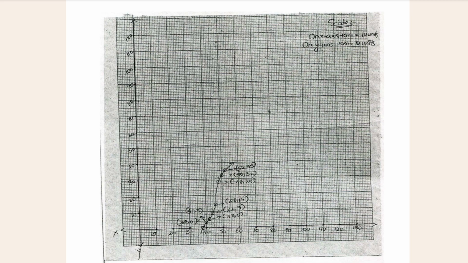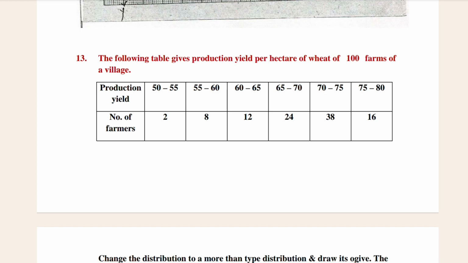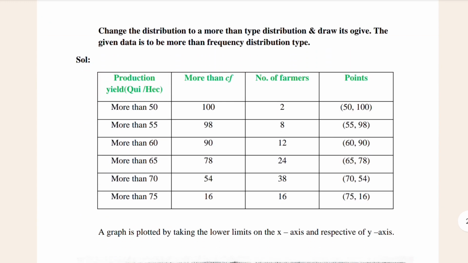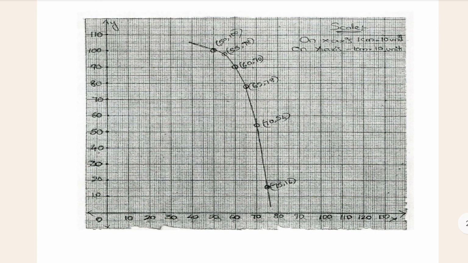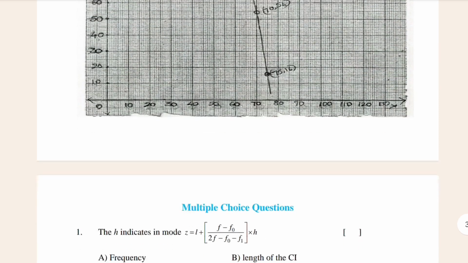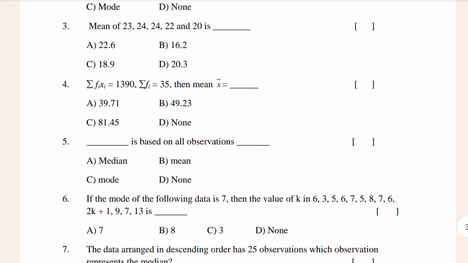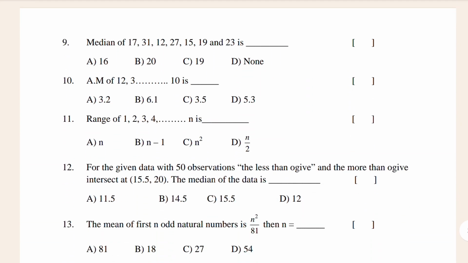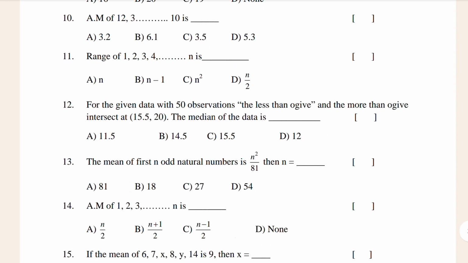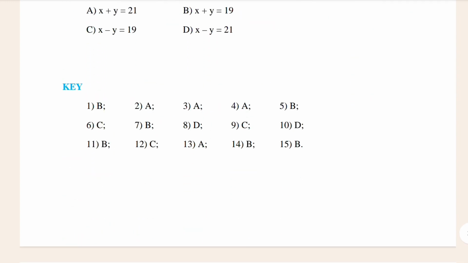If it is also a graph, then see the 13th one here, the following table is produced. And then after here it is the solution of that one. And then again it is a graph here, and if the graph is clear, then see the multiple choice questions. I hope it is easy for you, because multiple choice questions are very easy. So you can see this one. Median of 17 and 31, 12 and 27, 15 and 19 and 23. So for question 15, you can see if the mean of 6 and 7 is x, y equals, and here it is a key concept.